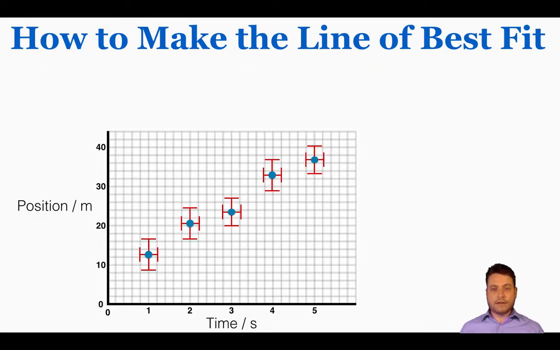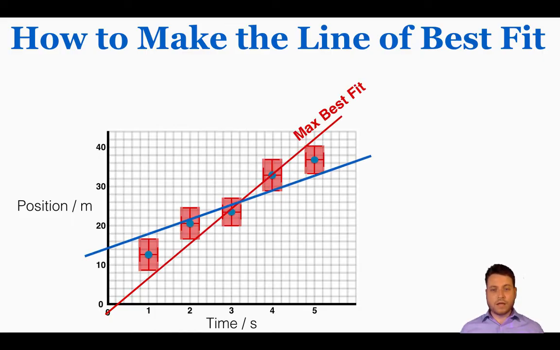So by now you've added error bars onto your LoggerPro graph, and those error bars create areas of uncertainty where your data could possibly be. And you've drawn a maximum line of best fit through those areas of uncertainty, and you've drawn a minimum line of best fit as well, lines that have the largest possible slope and the smallest possible slope that can still fit through most of those areas.